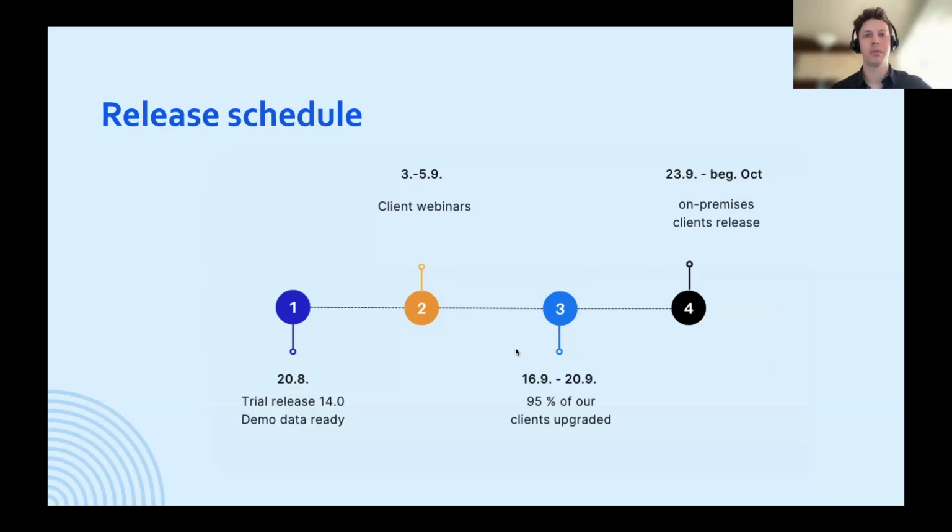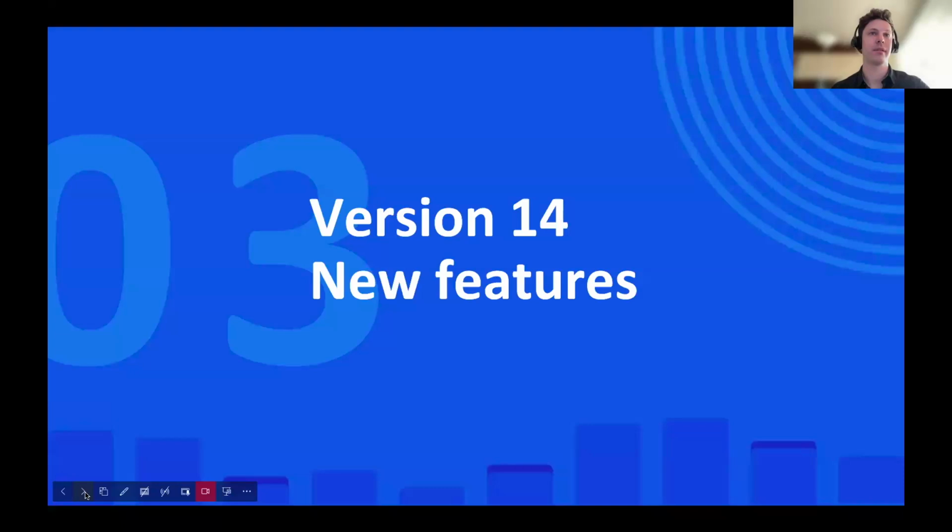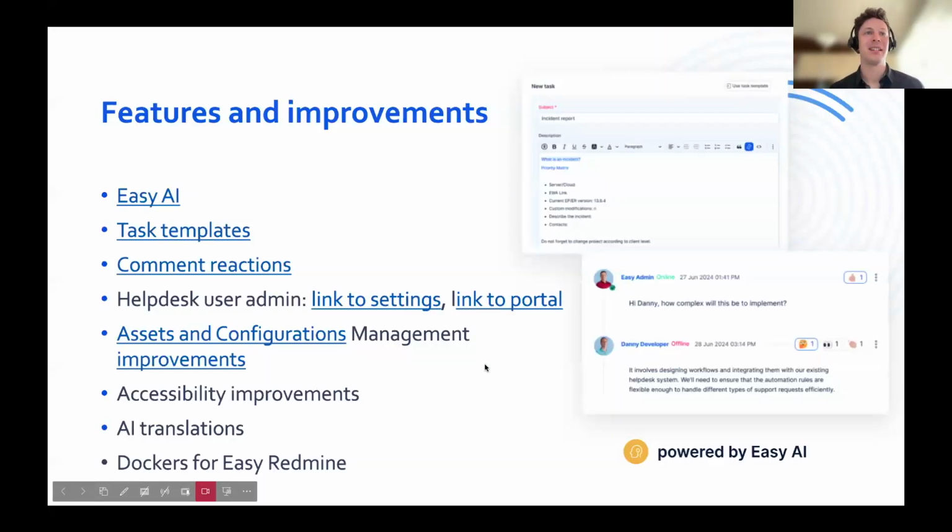I would like to now tell you a little bit more about the new features that are coming in version 14. And there's quite a lot of them. So I'll try to be brief and give a good overview of each of them. The biggest feature that you will see this year is called Easy AI. Now, Easy AI is an umbrella term. It actually includes in itself quite a lot of different features.